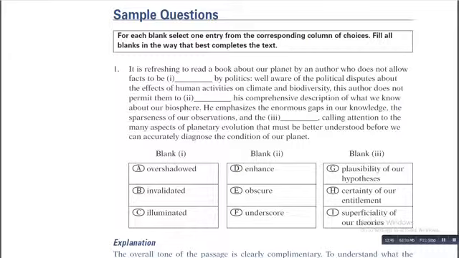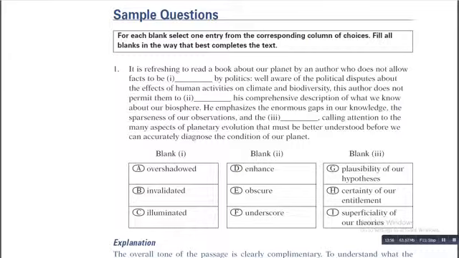Now, the other one is saying, to be overshadowed by politics, well aware. Now, when you are doing this kind of work, be careful. Look at this column. The column normally gives an explanation of the previous sentence.